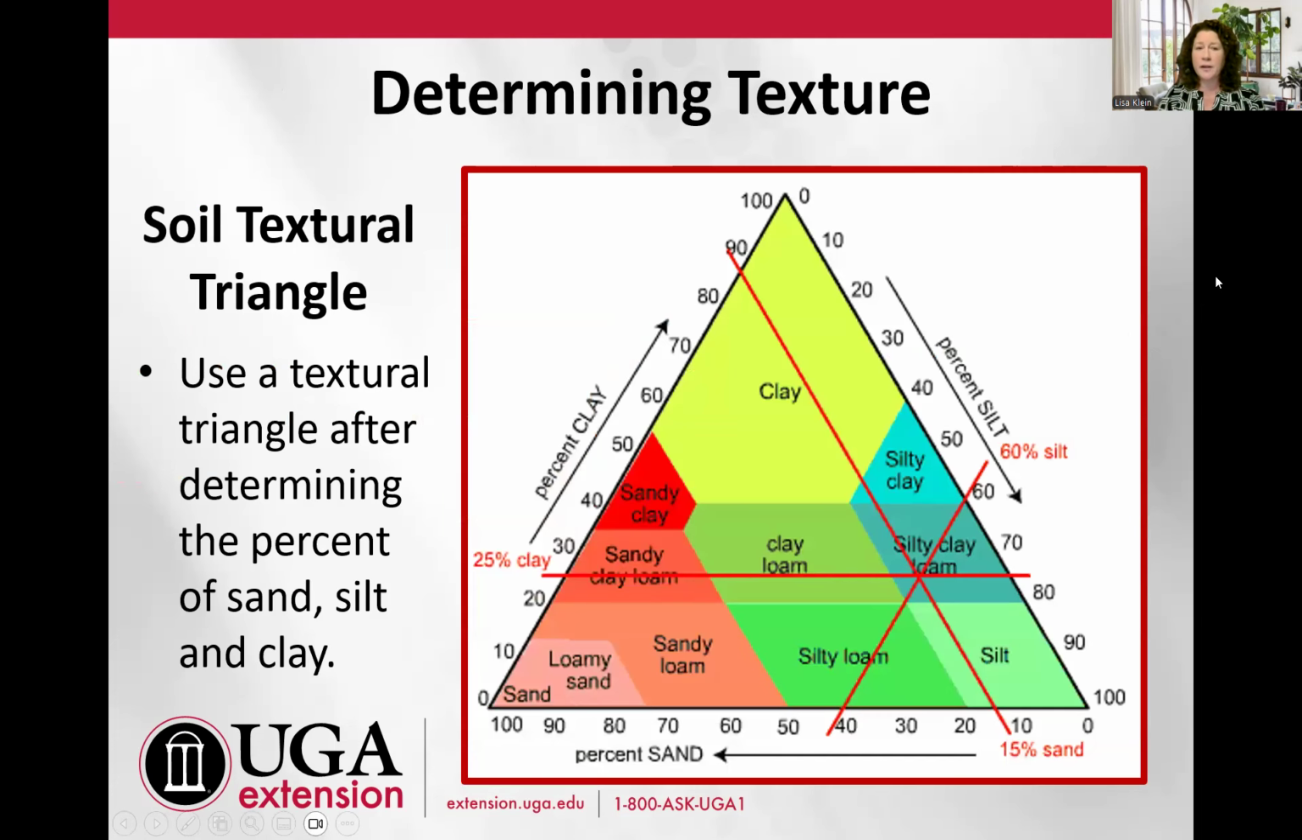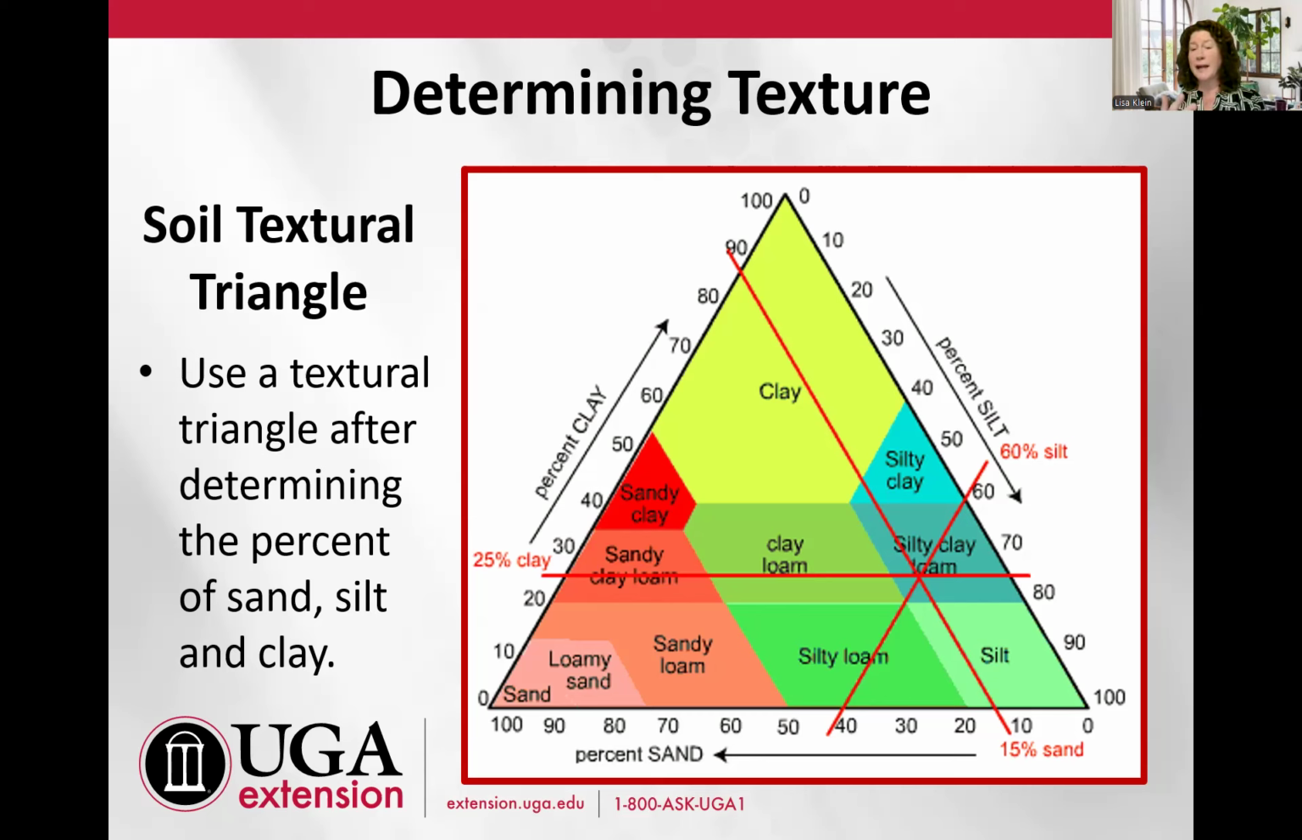So here's the soil textural triangle, as I mentioned. After you determine the percentage of what you have in that jar test, this is where you go to find out how good of a soil it is. Maybe you already know, but I just plotted that 60% silt, 25% clay, and 15% sand here. So you can see that all intersects over here in that silty clay loam. Okay, so silty clay loam, it's not bad by any stretch of the means.